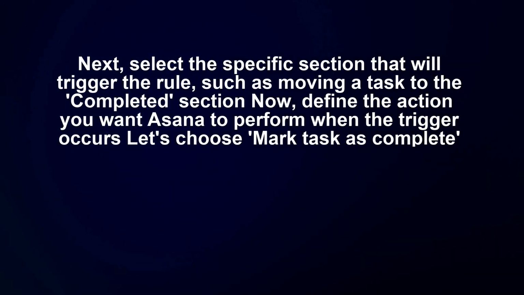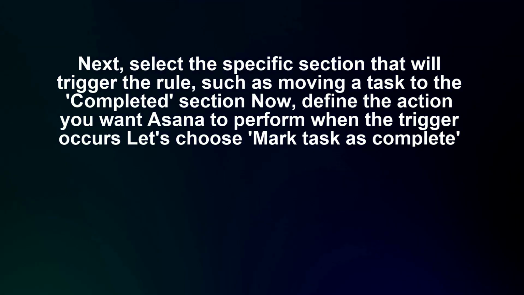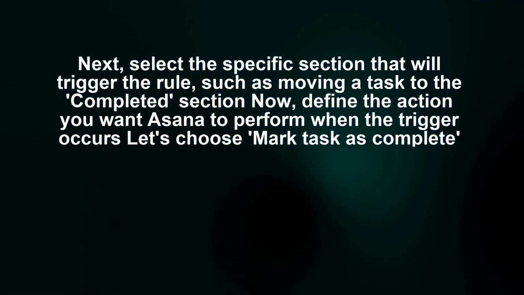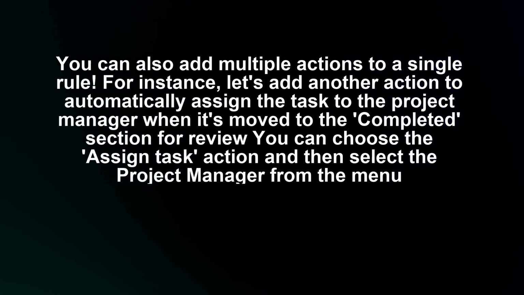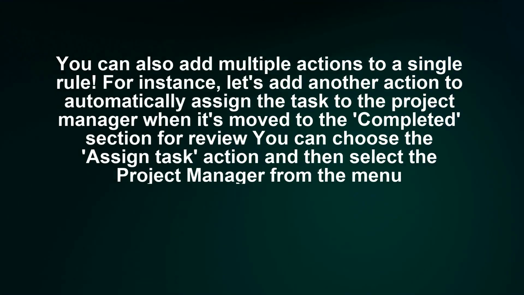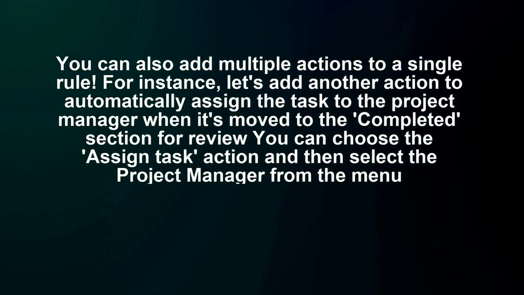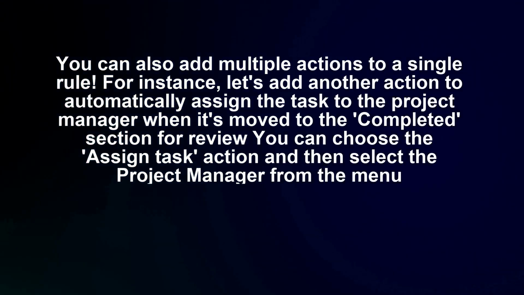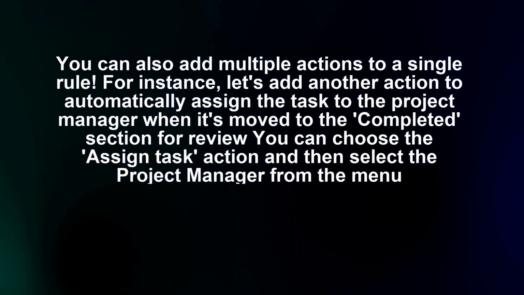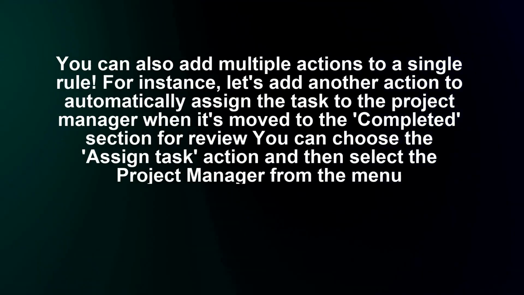Now, define the action you want Asana to perform when the trigger occurs. Let's choose Mark Task as complete. You can also add multiple actions to a single rule. For instance, let's add another action to automatically assign the task to the project manager when it's moved to the completed section. For this, you can choose the Assign Task action and then select the project manager from the menu.